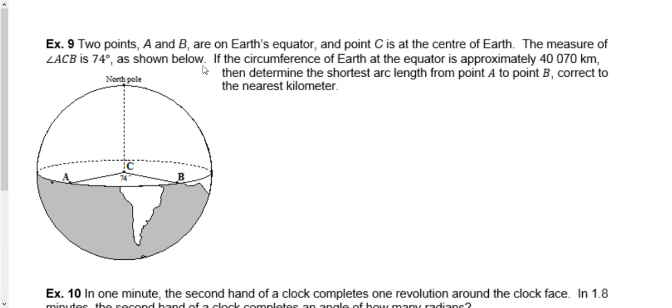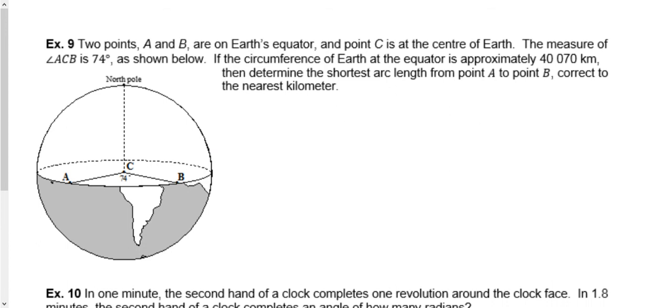In example 9 here, we have 2 points A and B on Earth's equator, and point C is at the center, so center is right there. The measure of angle ACB is 74, and that's shown in the picture. If the circumference of the Earth's equator is approximately 40,070 kilometers, then determine the shortest arc length, so between A and B, corrected to the nearest kilometer.